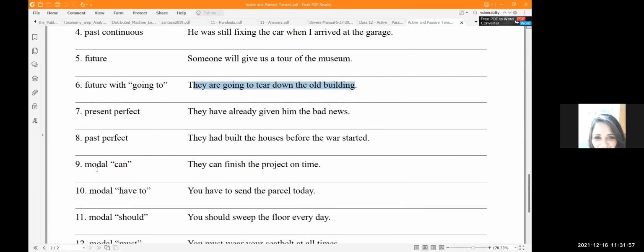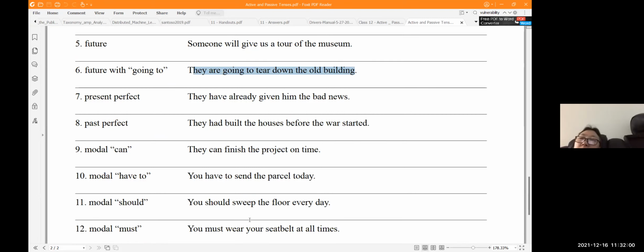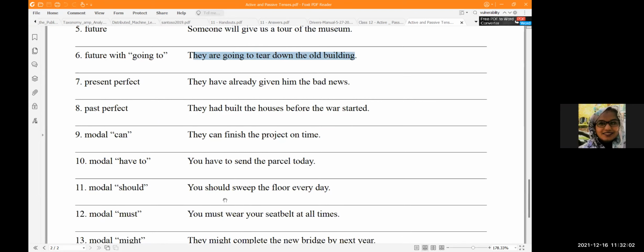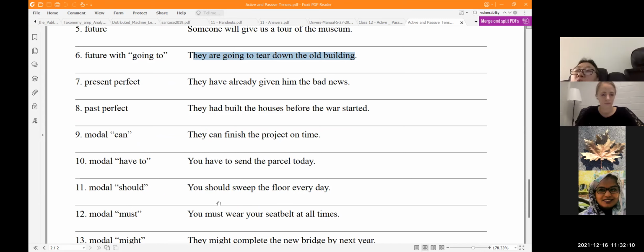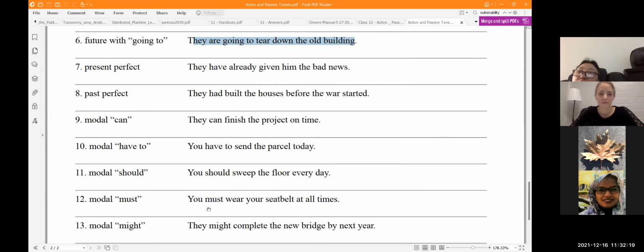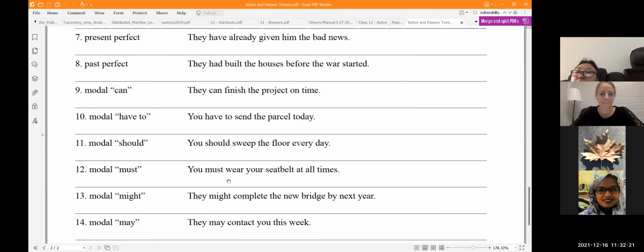The floor should be swept every day. You understand number 11? No, the floor. The floor should be swept every day. Yes, right. Number 12. You must wear your seatbelt all the time. The seatbelt must be weared all the time.